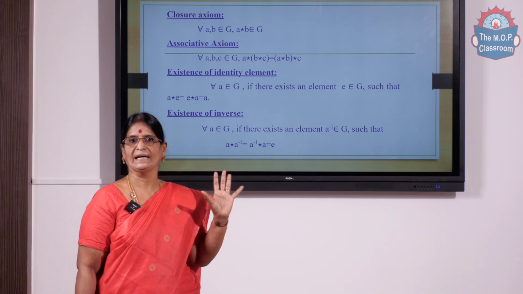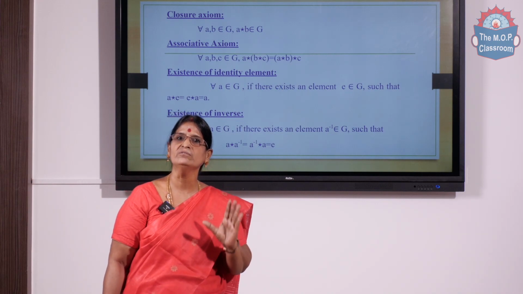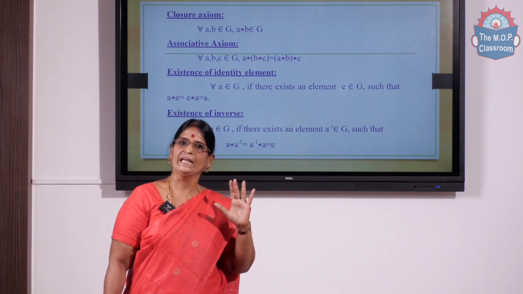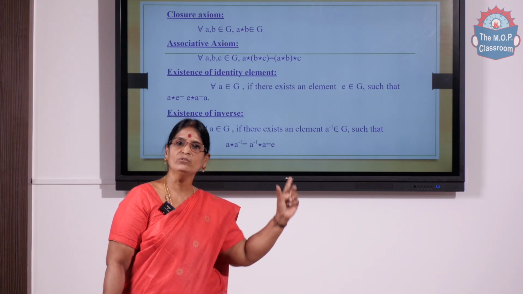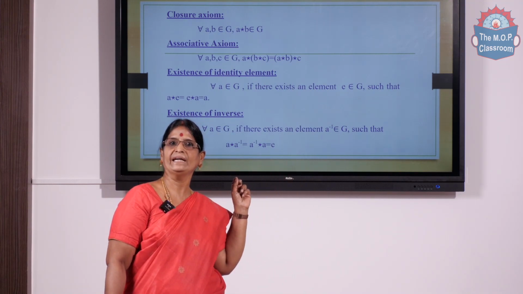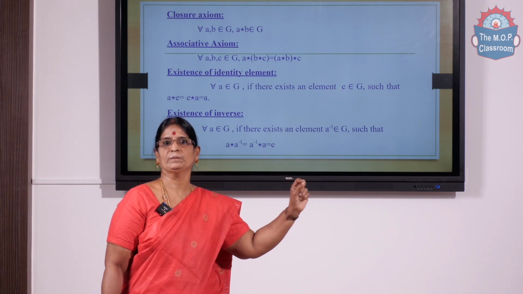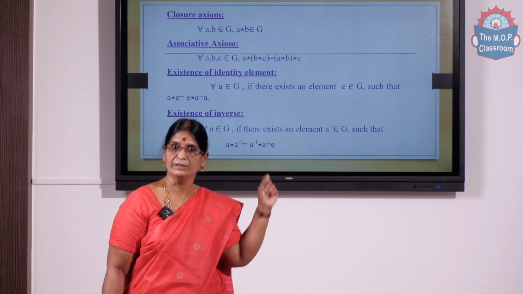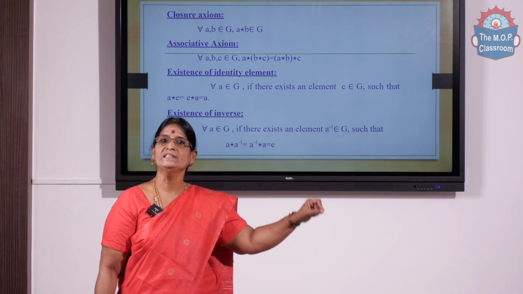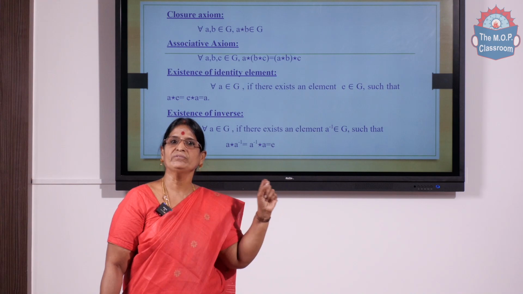The next, fourth axiom is called existence of inverse. Existence of inverse: for every a in G, if I am able to find an element a inverse, the inverse of that element a, denoted by a raised to the power minus 1. The inverse of an element must also be in G; the a inverse must be in G. Such an element we have to find out.